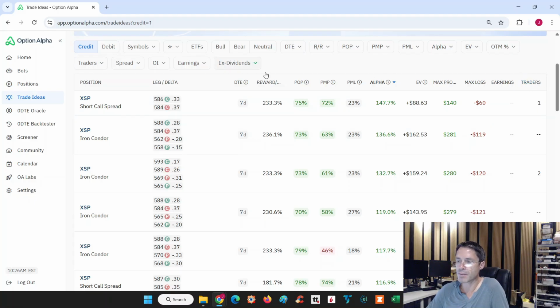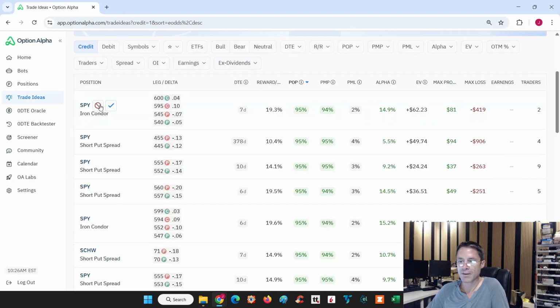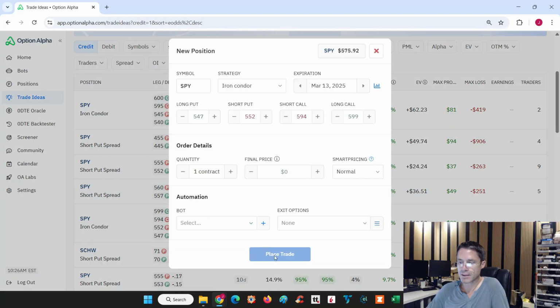So you can filter by any of these. Say you wanted a really high probability trade, I've pressed that. So it's a SPY Iron Condor, 600, 595 on the call side, 545, 540 on the put side. Quite low deltas, which is why it's got a 95% chance of profit. And this one's popular here, a SPY Iron Condor, very similar deltas. That's 7 day, this is the 6 day. So you can literally click on this and place the trade.